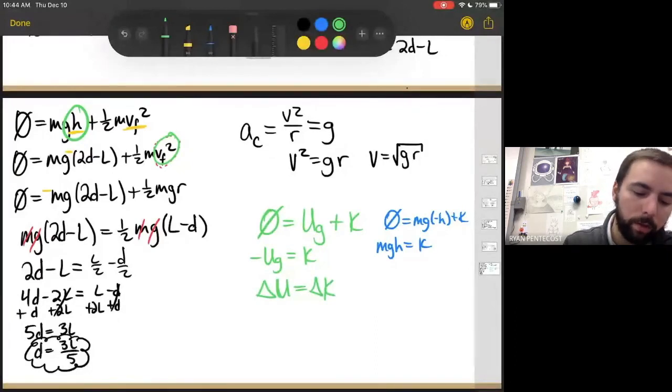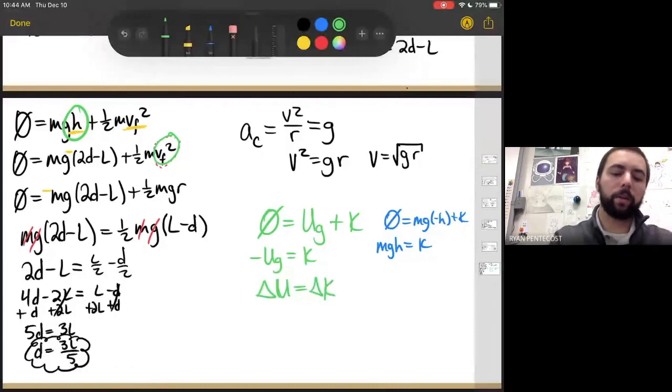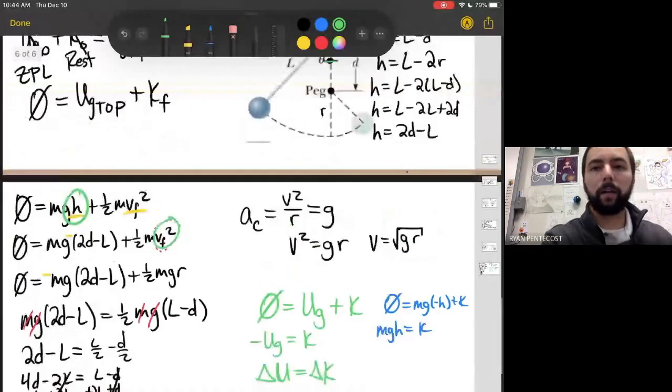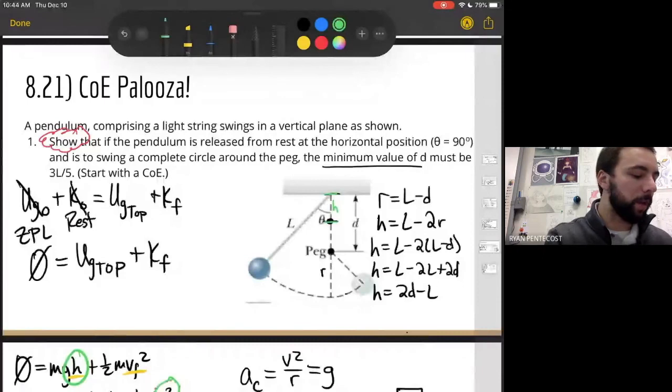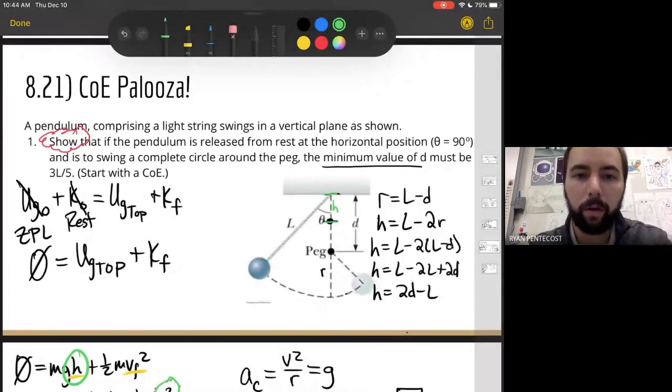All right, so those were two complex conservation of energy problems to end the chapter. This is the end of Chapter 8, Conservation of Energy, and we will continue on to Chapter 9 next time.